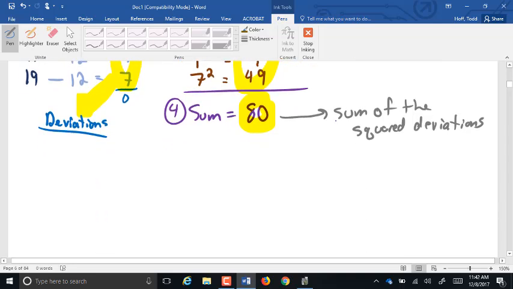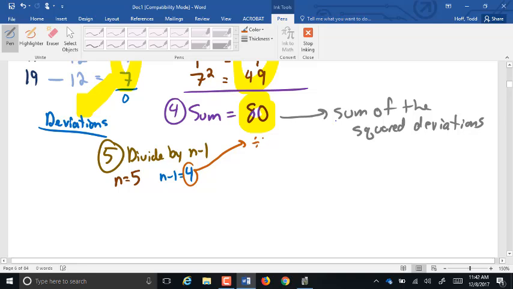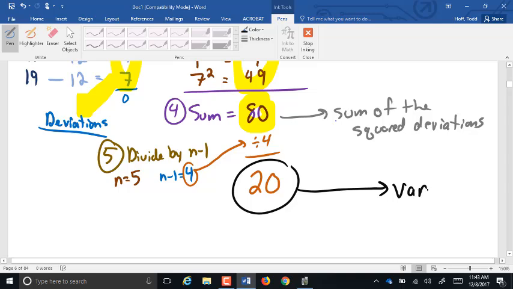Step 5. This is the step that's a little bit tricky. Divide by n minus 1. What is n in this set? How many numbers are in it? 5. So n equals 5. Therefore, n minus 1 equals 4. Therefore, we divide by 4. 80 divided by 4 is 20. 20 is referred to as the variance. At the end of step 5, we have calculated the variance.